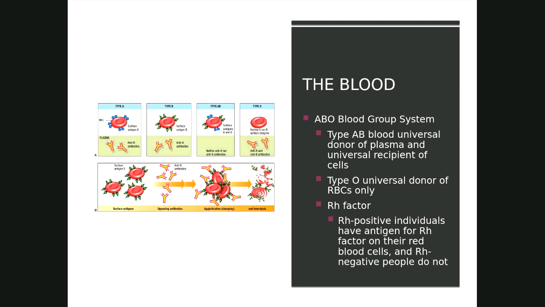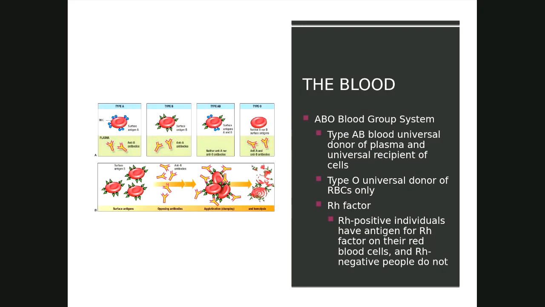Type AB blood is the universal donor of plasma and universal recipient of the cells. Type O is a universal donor of red blood cells only. And then there's the Rh factor. An Rh positive individual has antigens for the Rh factor on the red cells, and Rh negative people do not.